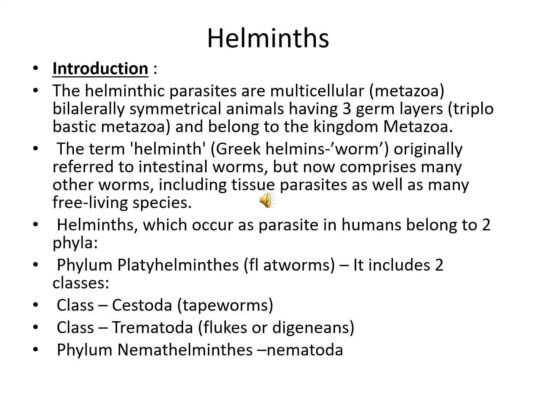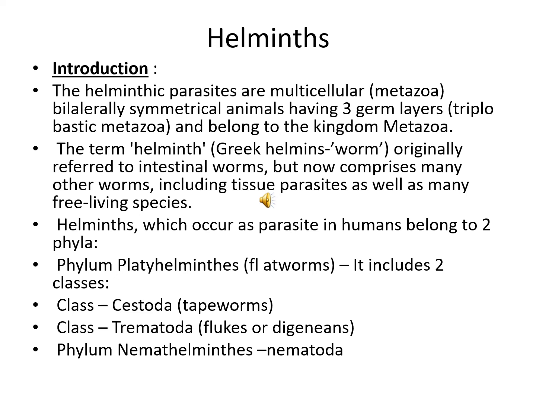So next parasite is helminth, and a small introduction. So it is a multinucleated parasite and belongs to the kingdom Metazoa. So two phyla which cause infection in humans are platyhelminths and nemathelminths. So under platyhelminths, two classes, cestodes and trematodes. So flatworms, tiny worms come under platyhelminths, and nematodes come under the phylum nemathelminths.